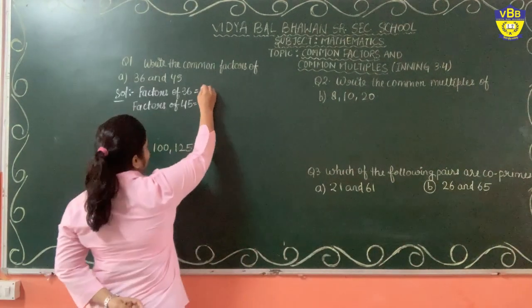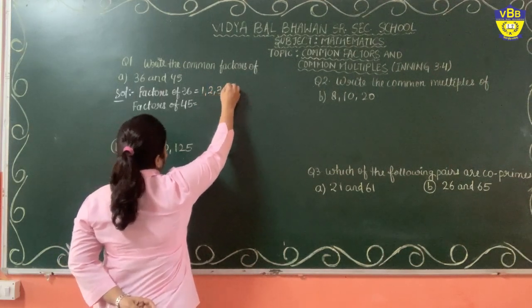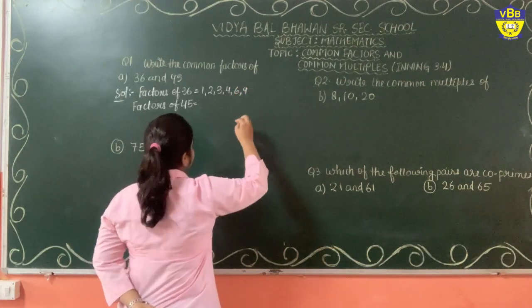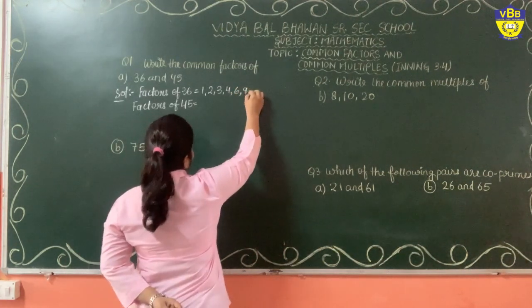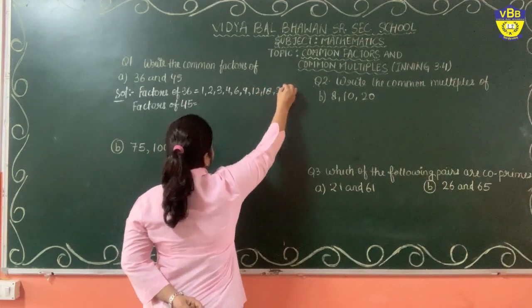So factors of 36 are 1, 2, 3, 4, 6, 9, after that 12, 18 and the last one is 36.